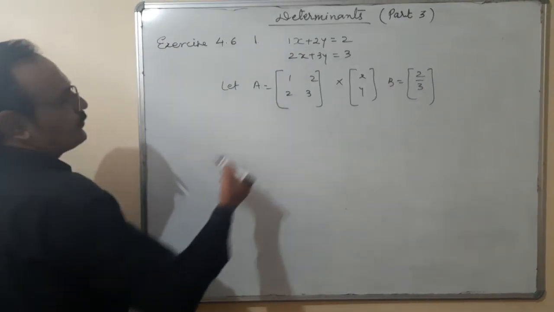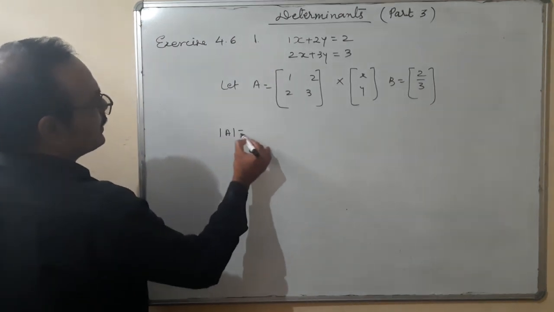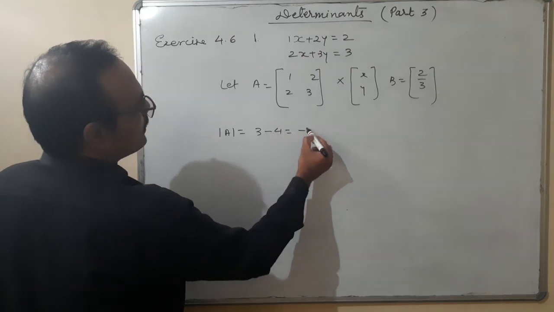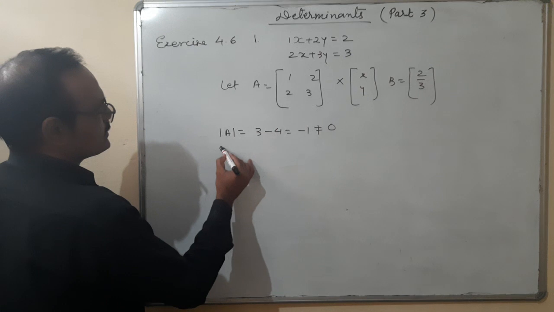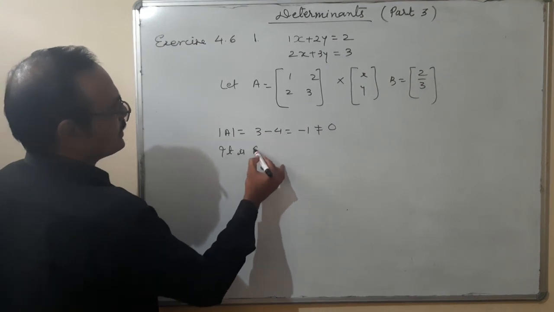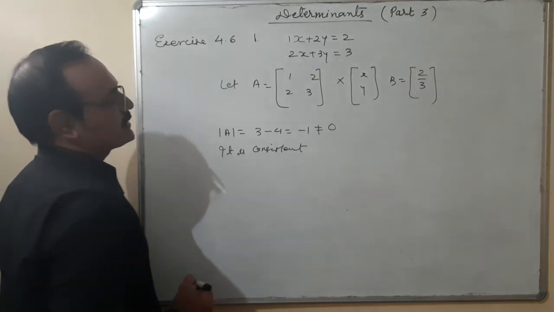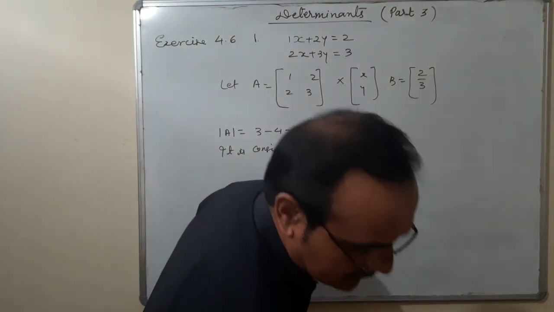For checking the consistency, we simply find the determinant value of A. Determinant value of A is equal to 3 minus 4, it is minus 1, which is not equal to 0. So what does it mean? It is consistent. And it is consistent, that means the solution is possible.